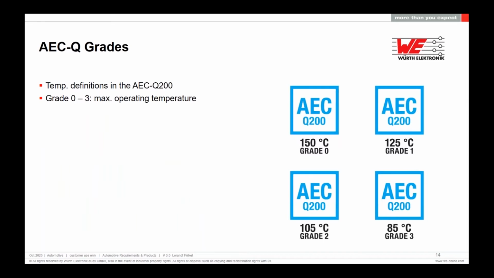There are some different temperature grades. We deliver 4 different temperature grades. Grade 0 is operating temperature 150, and grade 3 is only 85. And we have something like grade 2, which is 105, a little bit unusual, but this is a need for some plastic enclosures, like the snap ferrites, which cannot withstand 125, and then we have 105 degrees Celsius.